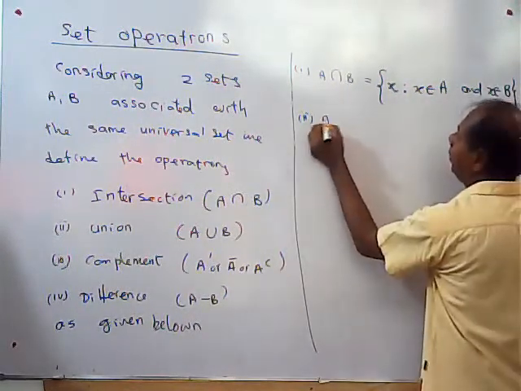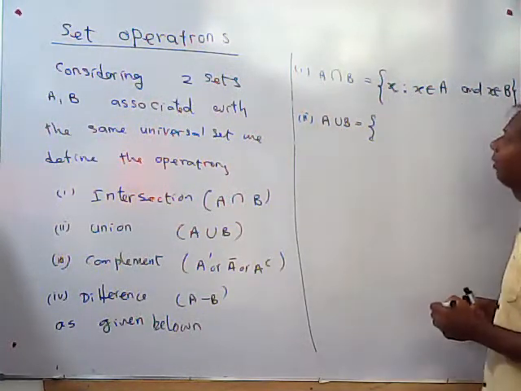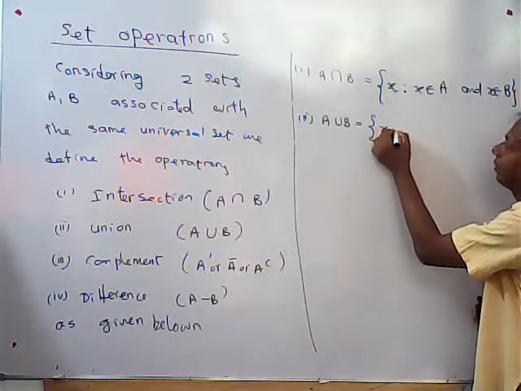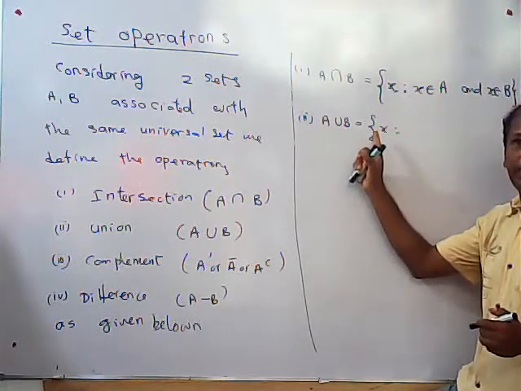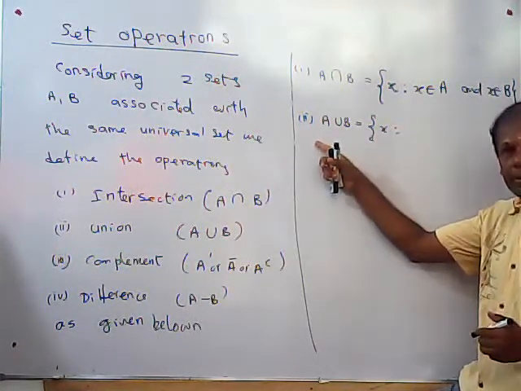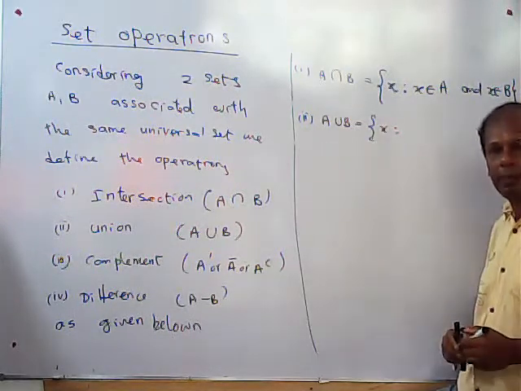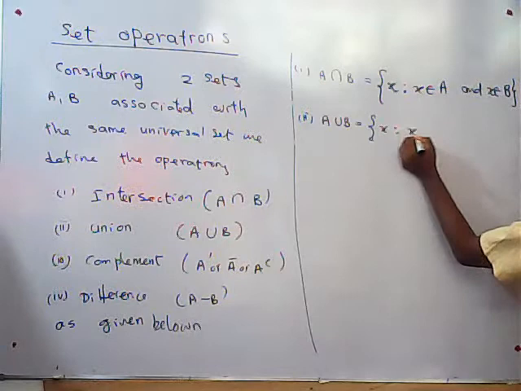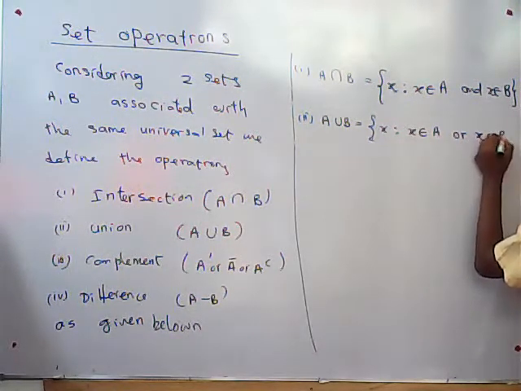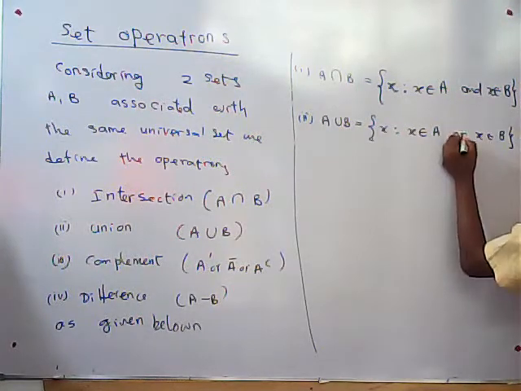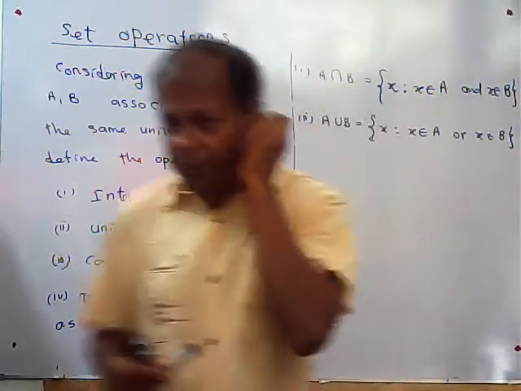Then A union B, the union of two sets is defined as another set which consists of elements in A or elements in B. It can be an element in A only, an element in B only, or it can be a common element of A and B, right? So it's connected by 'or'. X belongs to A, or, X belongs to B. I'm writing these terms, and and or, by their definite meaning, right? Mathematical meaning, logical meaning.